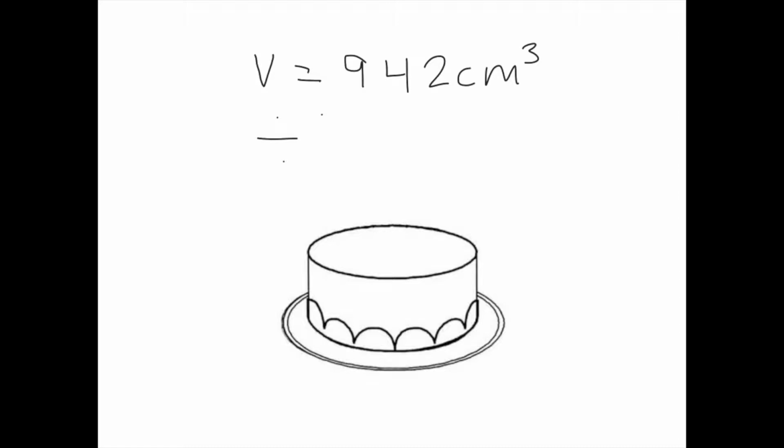Now that we have the volume, we have to divide it by 10 to find out how much each person gets. This equals 94.2 centimetres cubed. Now it's time to ice the cake. How much icing do we need? Well, the ice is 0.5 centimetres thick.